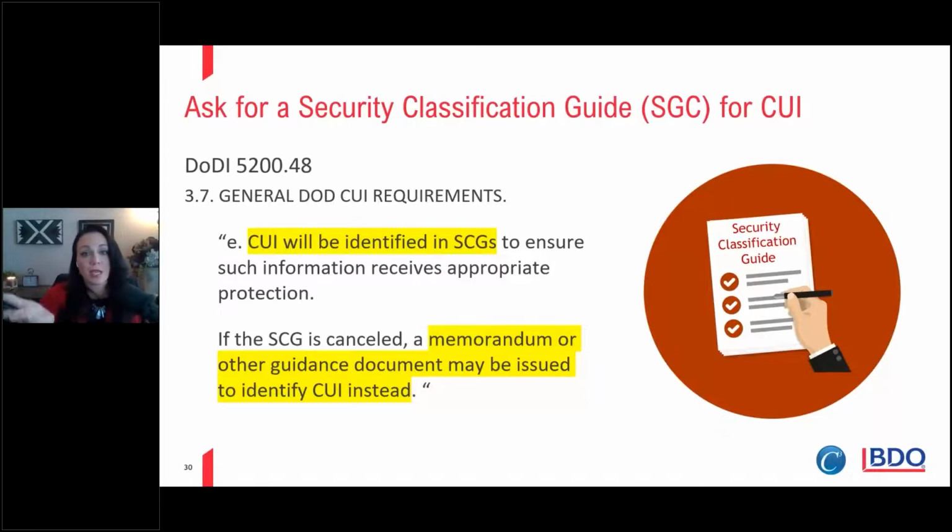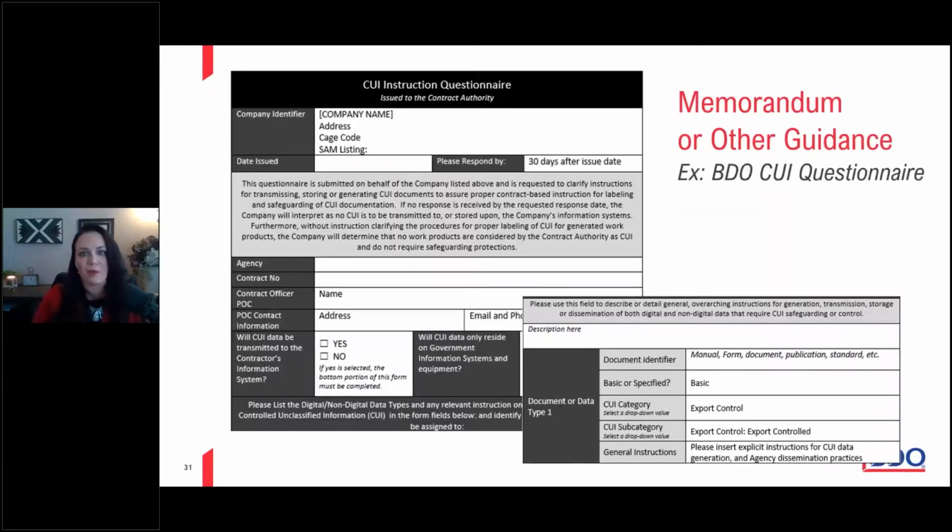So when you get a new contract award and your contract authority says everything on this contract is CUI, that's not a good answer, because not everything will be CUI. Some things will be FCI, as we already went over. So how do you get that clarity? You have to request the written document. Request the SCG. If they don't have an SCG, again, we have other ways to skin the cat.